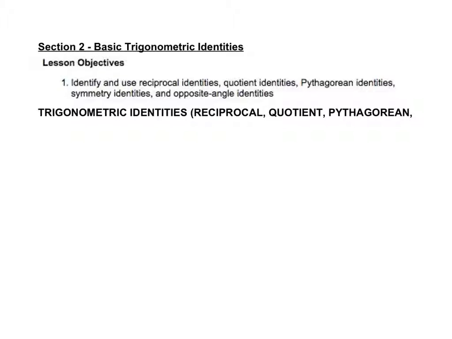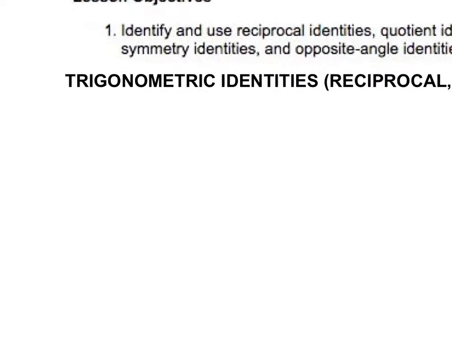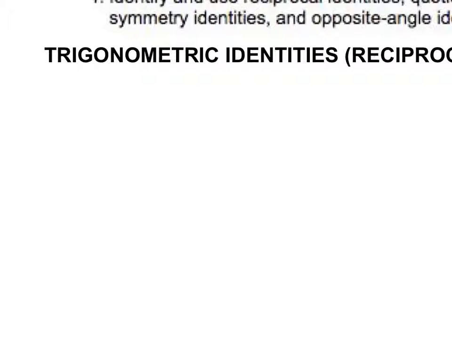So what I want to do is list out our trigonometric identities for reciprocal, the quotient, and the Pythagorean identities. The first thing I want to do is come in here, and we're going to be writing a lot, because I didn't write these out. But we're going to write out the reciprocal identities.